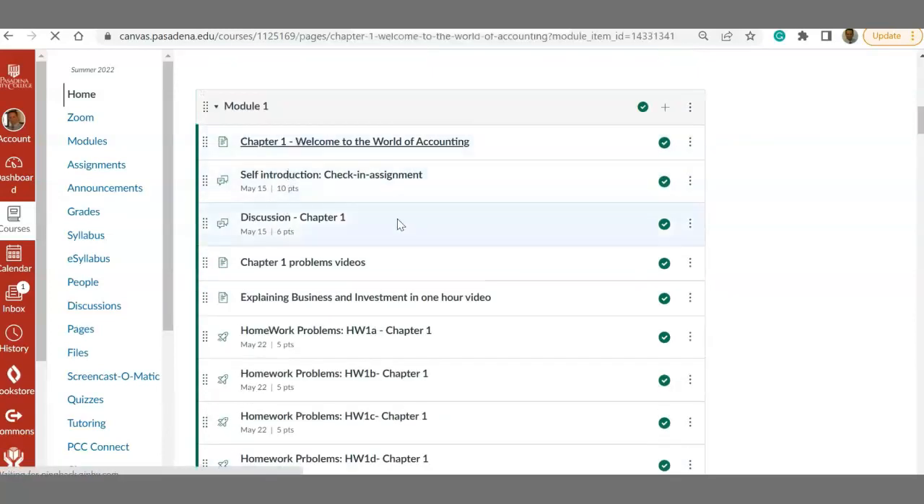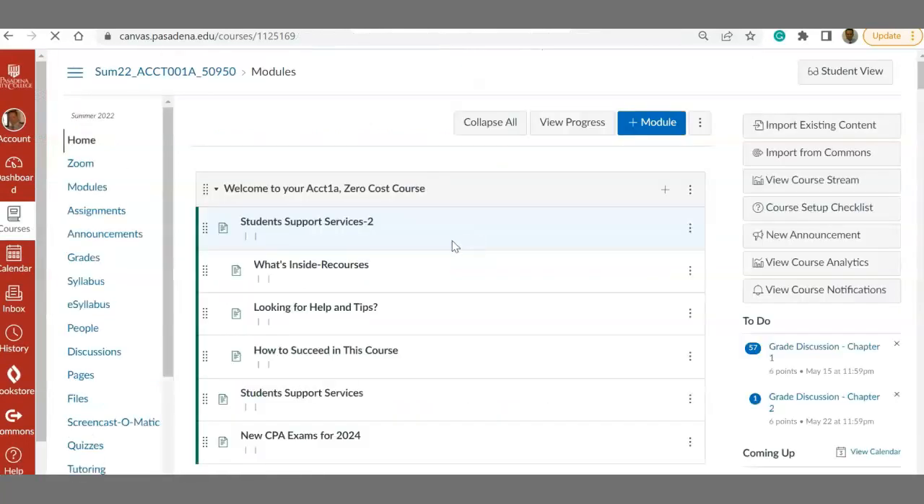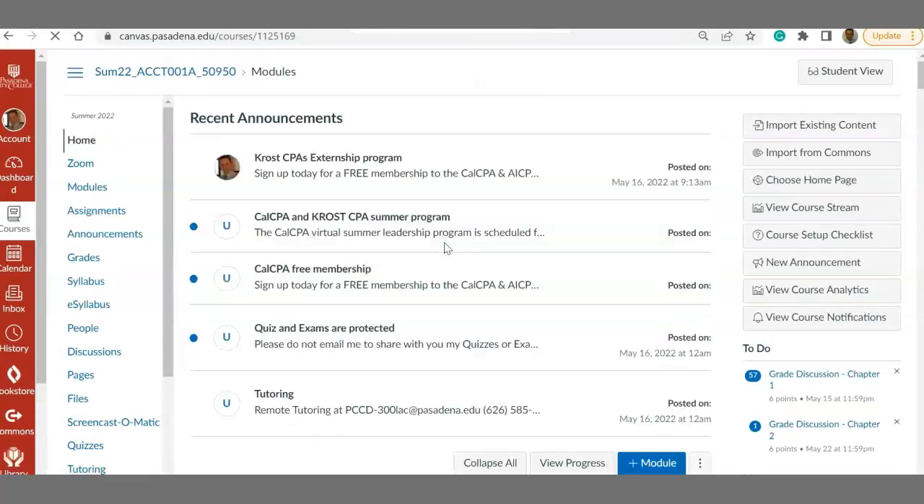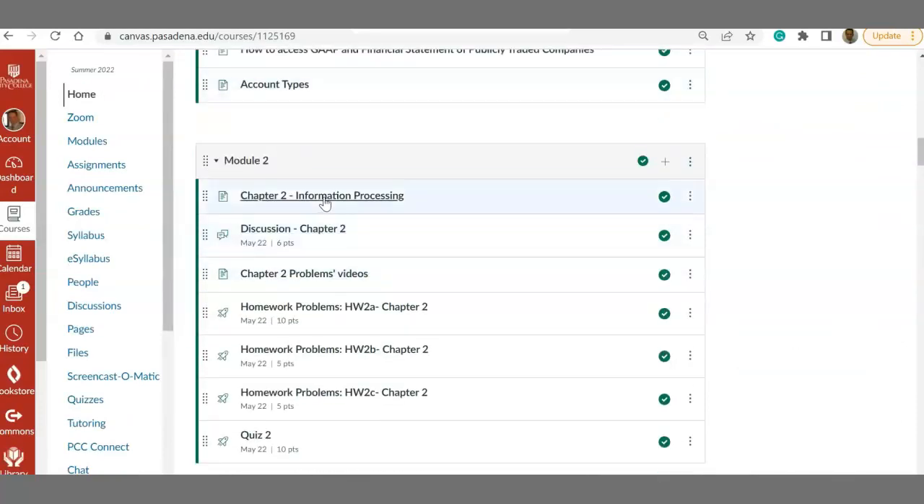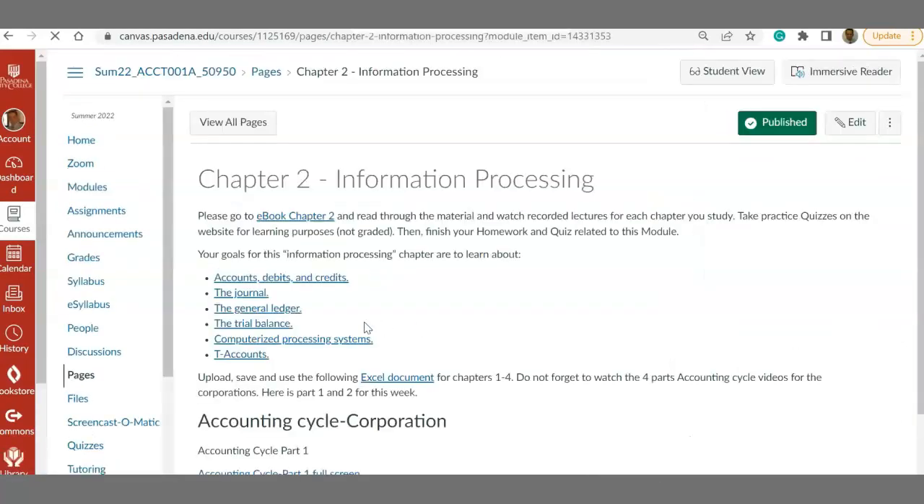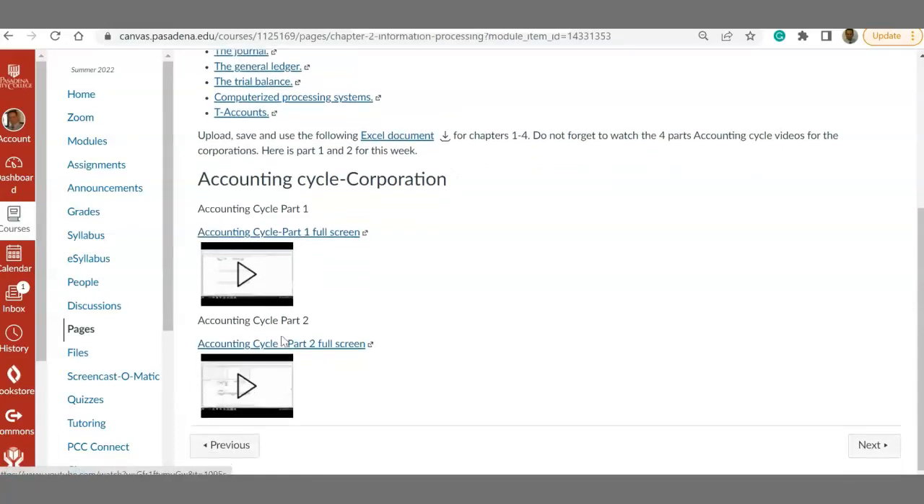In chapter 1, I have already accounting cycle part 1 for you with the Excel document to practice. And then in chapter 2, which is module 2, you have to go over accounting cycle part 2. Part 1 is already covered. You practice it, it's a piece of cake. Now you continue working on your Excel document.